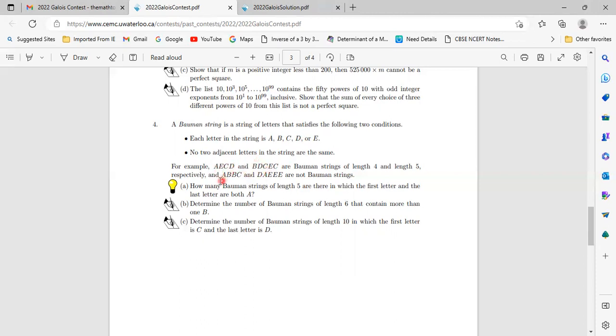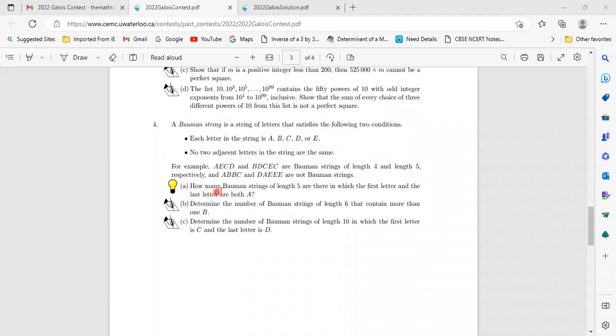And A, B, B, C and B, A, E, E, E are not Bowman strings, because you could see two adjacent identical letters here and three adjacent identical letters here. So this example fails to meet the Bowman condition. I hope you understand the conditions required for the Bowman string. So let's go to the subdivisions.